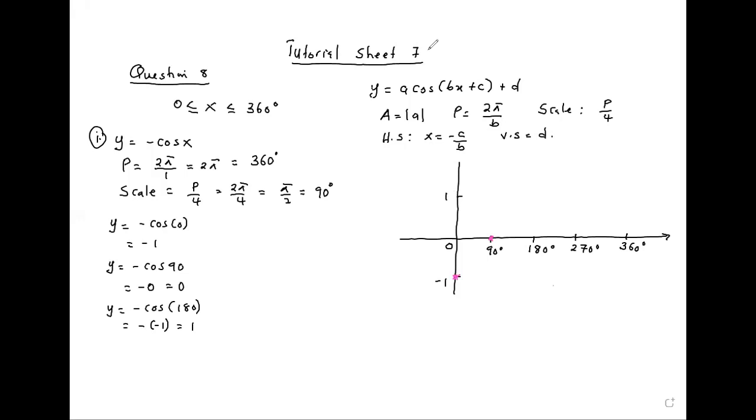So we have a point there. And then what is y when x is 270? Now cos 270 is 0, negative 0 is 0. So we have another point, 270, 0. What is y when x is 360? Cos 360 is 1, so we get negative 1. And so we have the point at 360, negative 1. So the graph will go through these points. Like that. So that is the graph of f of x. I mean, that is the graph of y is equal to negative cos x.